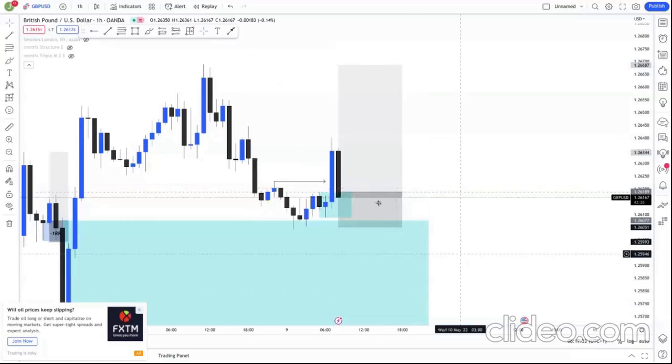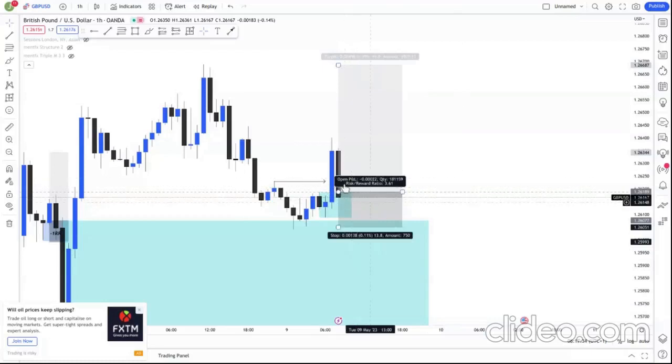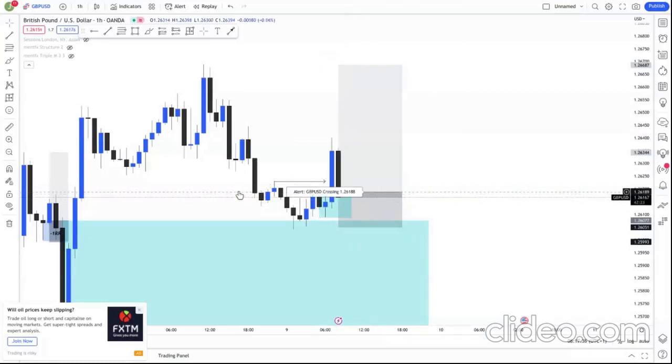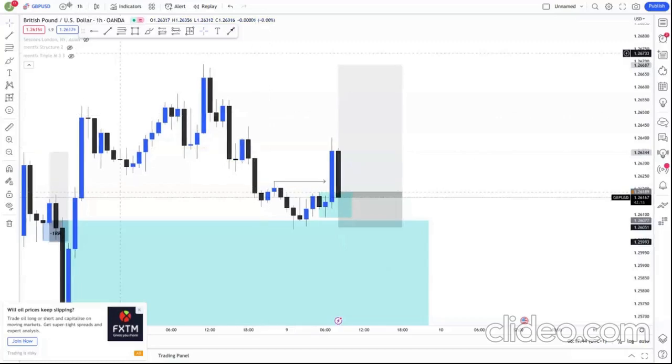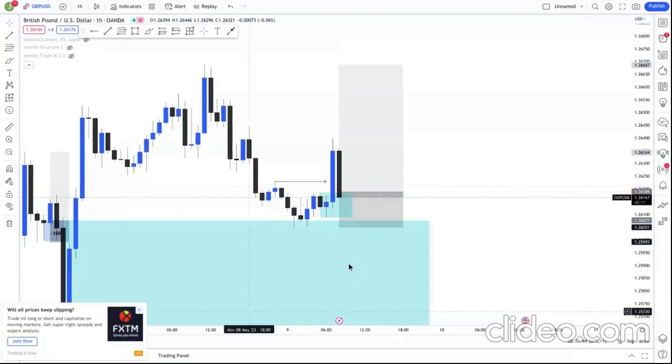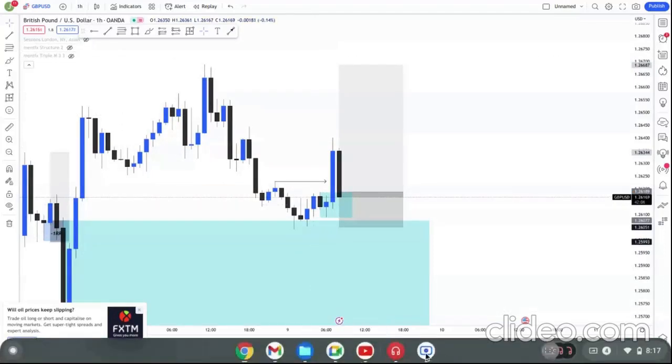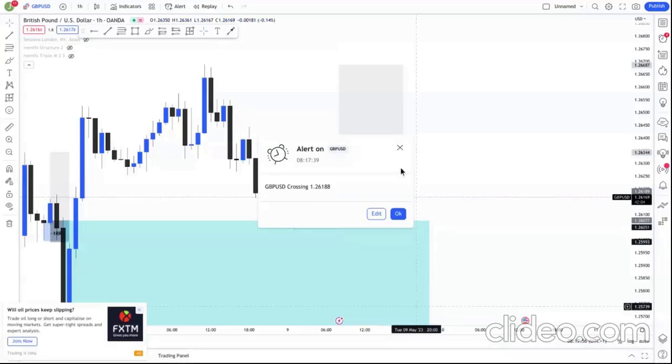No need for the alert. Price has triggered my entry. No need for the alert at all. Alright. So yeah, I'm in drawdown right now. That's when this alert is going off.